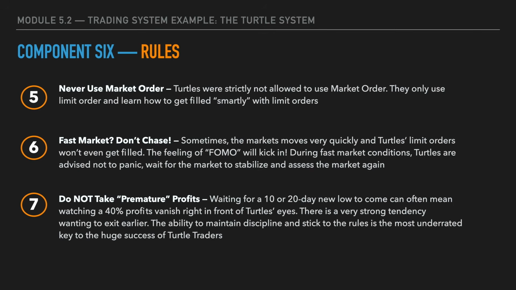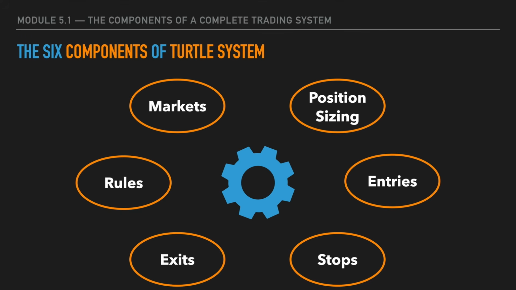This is probably the most important rule. Waiting for a 10 or 20-day new low to come can often mean watching 40% profits vanishing right in front of your eyes. This is very harsh because there's a very strong tendency that you want to exit the trade early. The ability to maintain discipline and stick to the rules is the most underrated key to the huge success of turtle traders. Alright, here you have it, the 6 components of a complete turtle trading system.